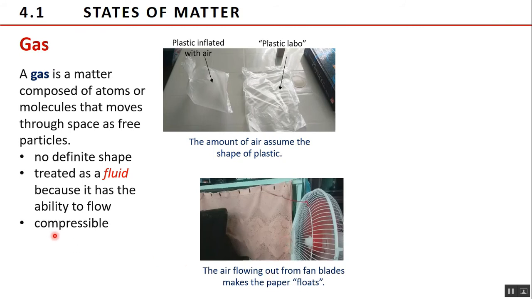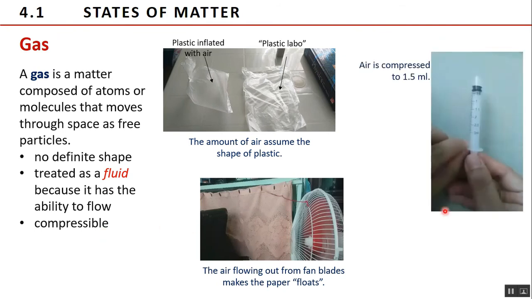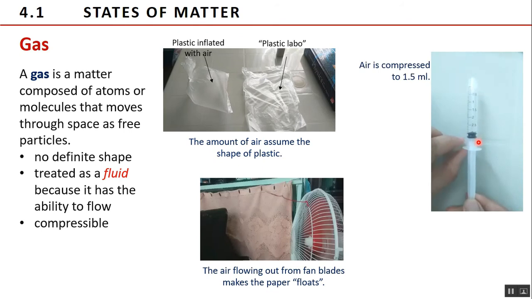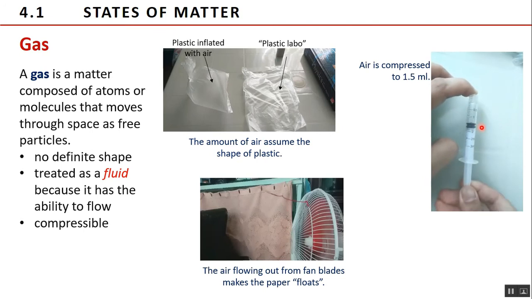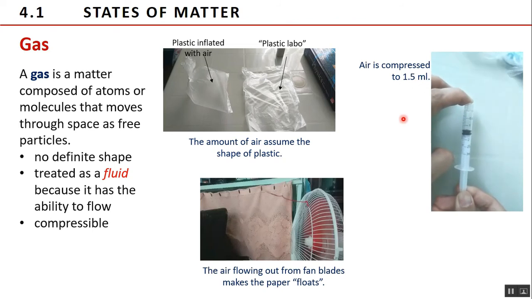It is also compressible, which means that its volume can be changed, either compressed or expanded. In this video, this syringe contains 3 milliliters of air. If we close the inlet section of the syringe with our index finger, and we apply a compressing force on the piston, we see that the air is compressed to about 1.5 milliliters, that is compressed to half of its initial volume. Since gases can flow, they are considered as fluids. We will return to this idea in Unit 5.